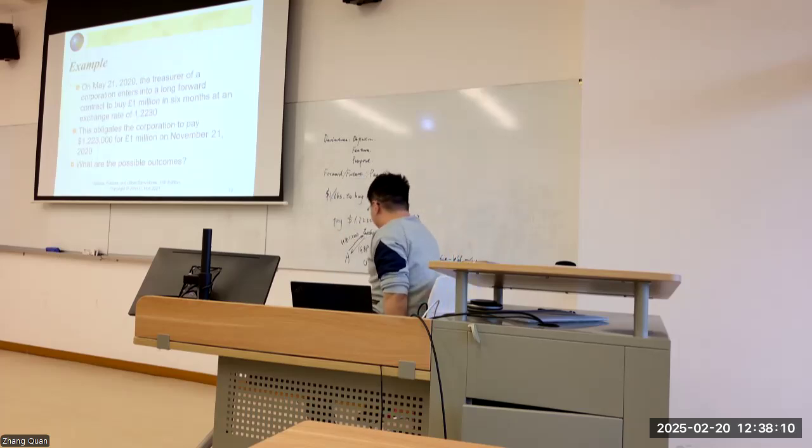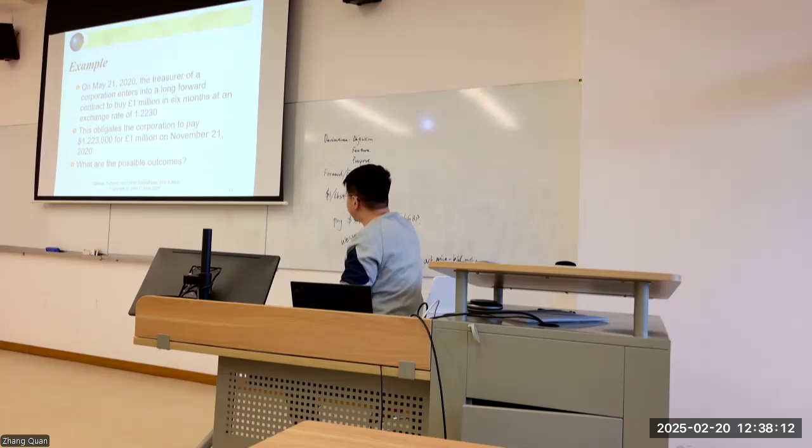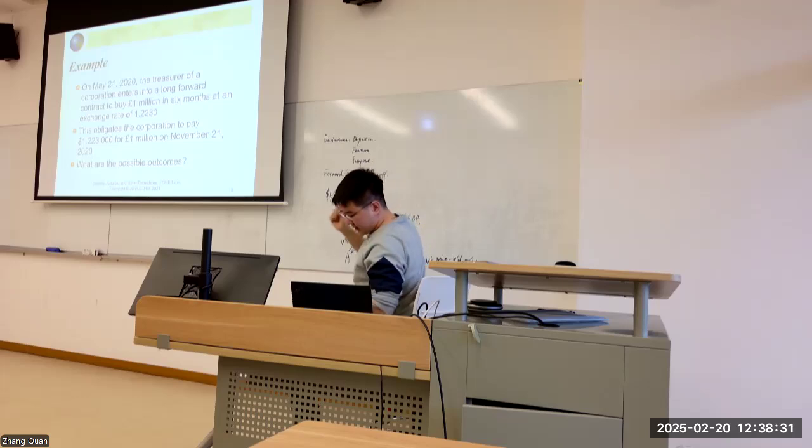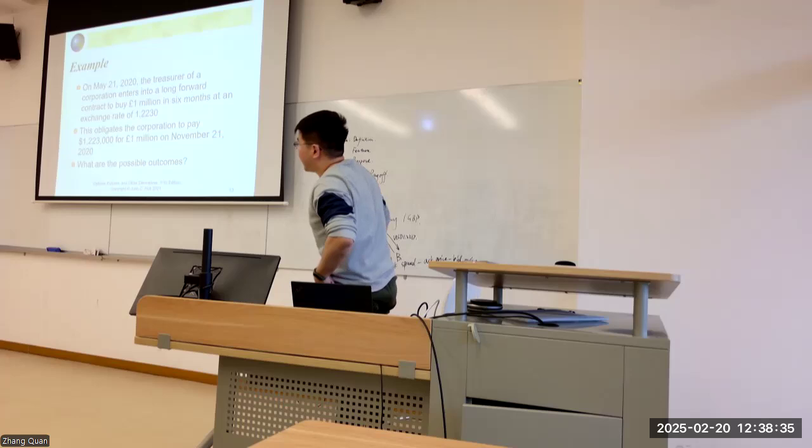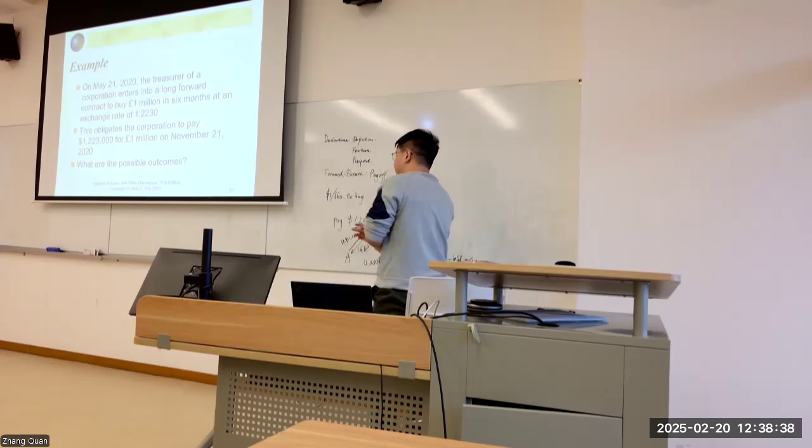Okay, so let's take one example. Still this example: if we sign a forward contract for a million, 6 months later with a forward price, then our obligation is to pay about $20 million in the model. Here we want to introduce the so-called payoff structure of our forward contract.